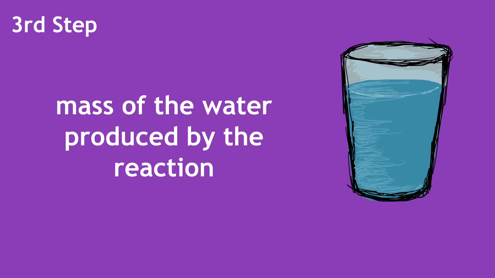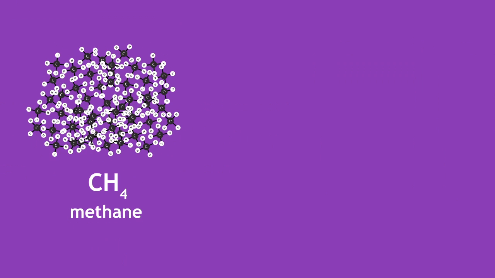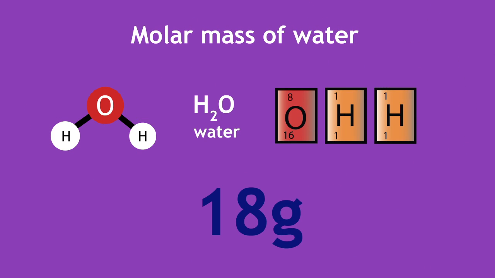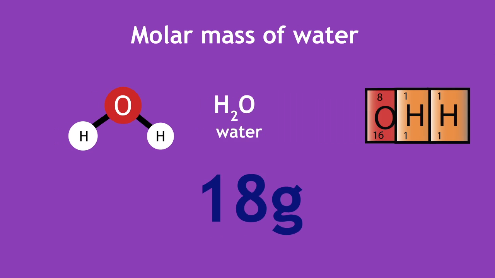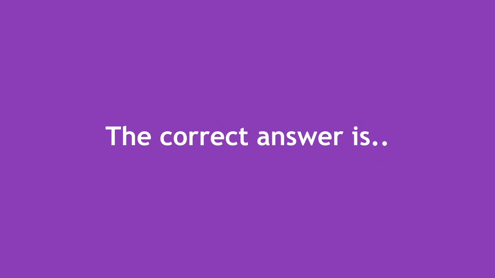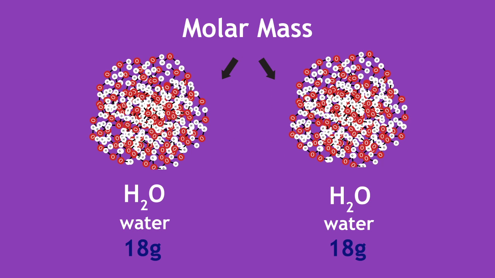The third step is for you to calculate the mass of the water produced by the reaction. 1 mole of methane produces 2 moles of water. If you know the molar mass of water is 18 grams, what do you think is the molar mass for 2 moles of water? Pause, think about this, and continue when ready. The correct answer is that the molar mass for 2 moles of water is 36 grams.